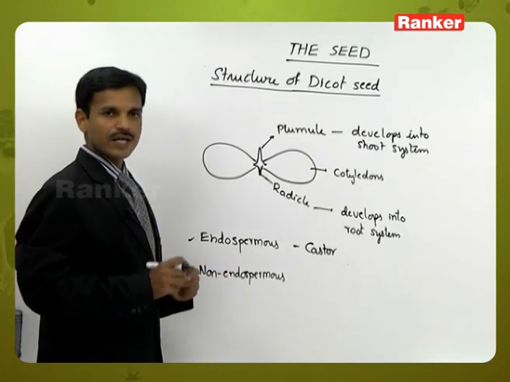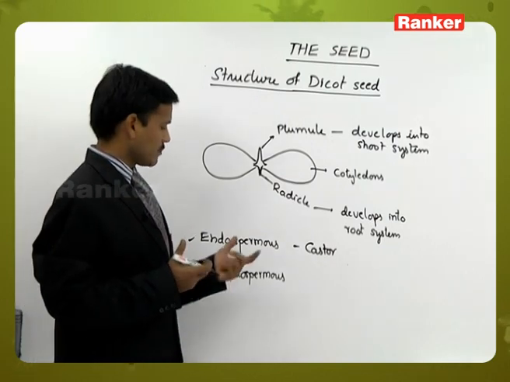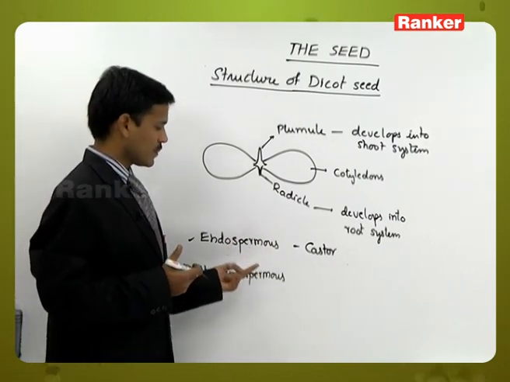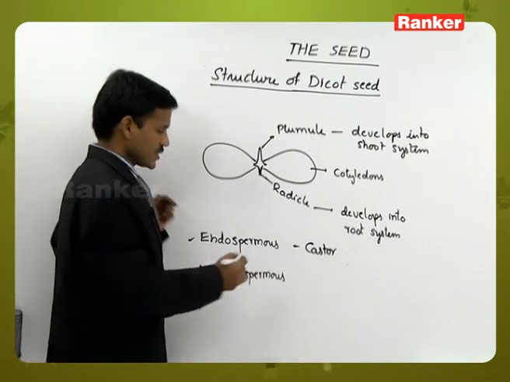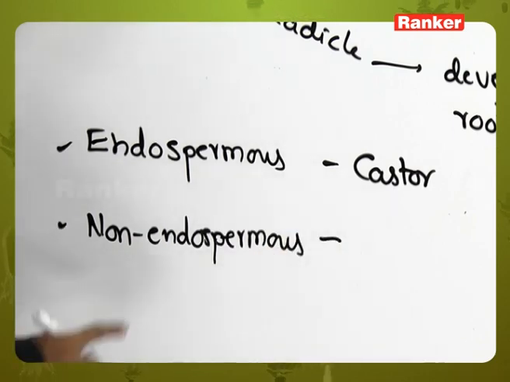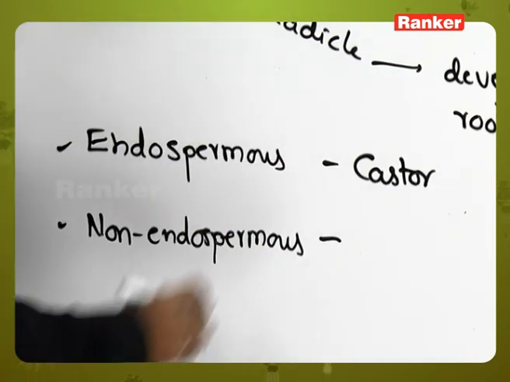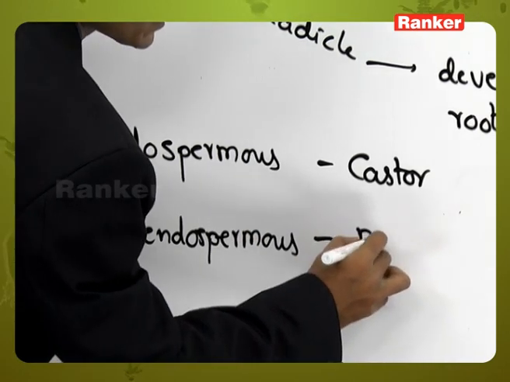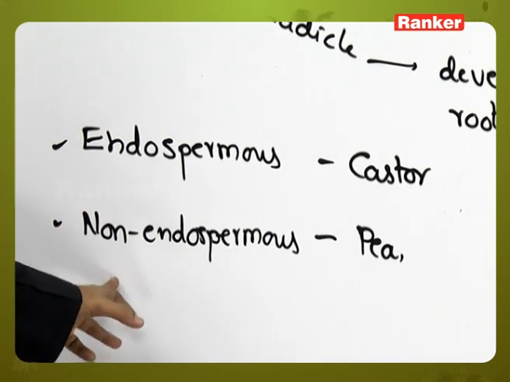In non-endospermous seeds, the endosperm is completely utilized after the maturity, after the development of the embryo and seed. If the endosperm is completely utilized, there is no endosperm in the seed. So here these are pea seeds. These are some examples of non-endospermous seeds.